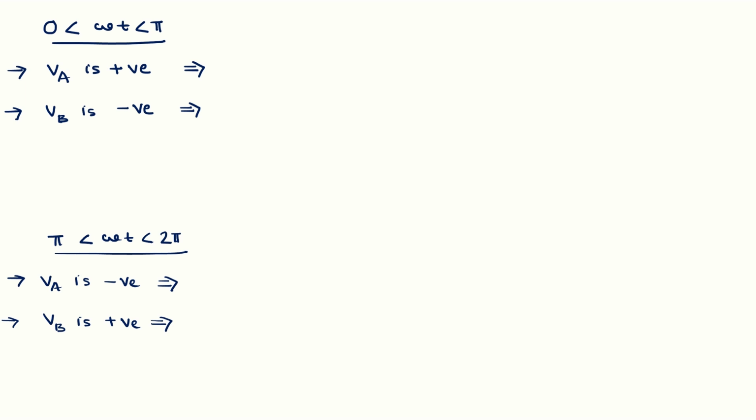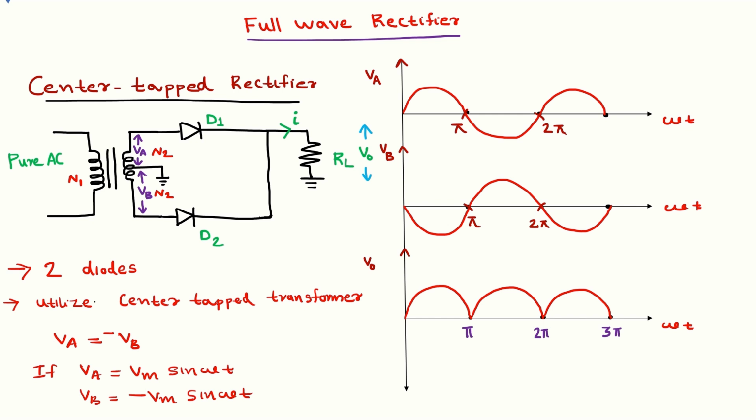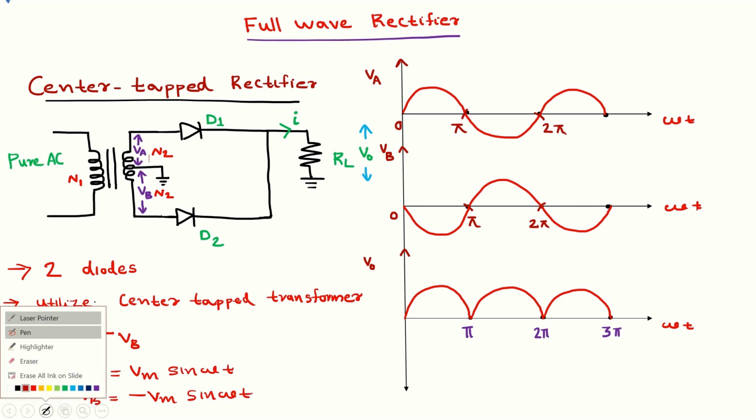When omega t is from 0 to pi, look at the waveforms of VA and VB. What is the polarity of VA? VA is a positive value while omega t is from 0 to pi, and VB is a negative value. Then VA is given to the diode D1, and VB is given to the diode D2.